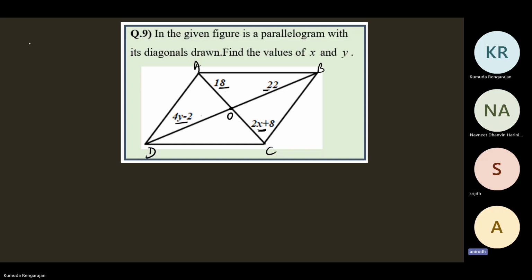Ma'am, 18 is equal to 2x plus 8. Ma'am, x is equal... From then you've been saying that this is correct. What should you write before this? 2x plus 8 is which line segment? OC is equal to OA. You must write this first. Ma'am, next for y, OB is equal to OD.